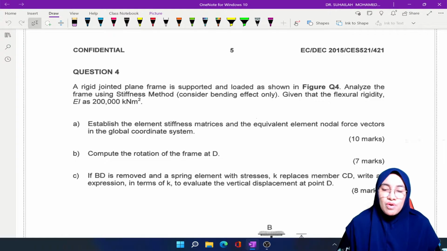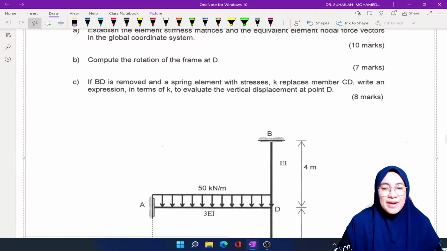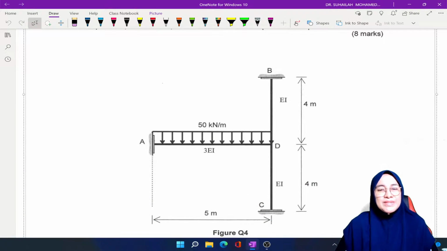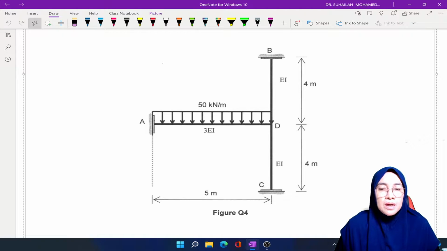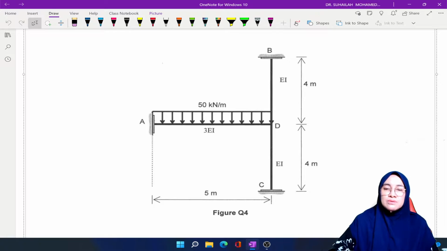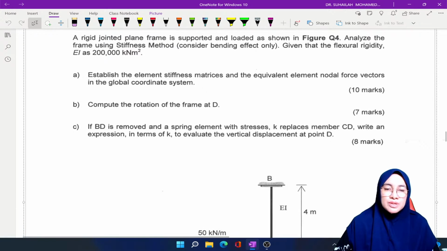Okay, question number 4. So this is the diagram. This diagram has actually 4 elements, not 4 elements, it has 3 elements and 4 nodes. So they are nodes A, B, C and D. Okay, so let's go through the question.